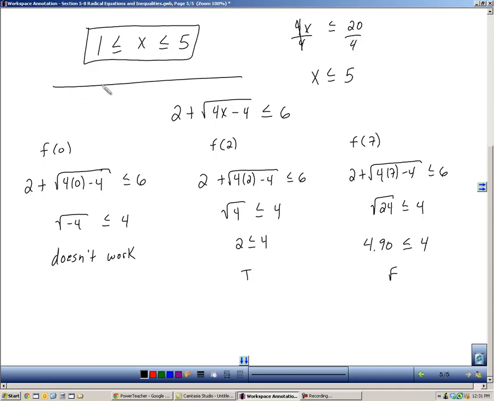I can put that on a number line as well. Closed circle on 1. Closed circle on 5, and all the numbers in between work, so we shade it inside.